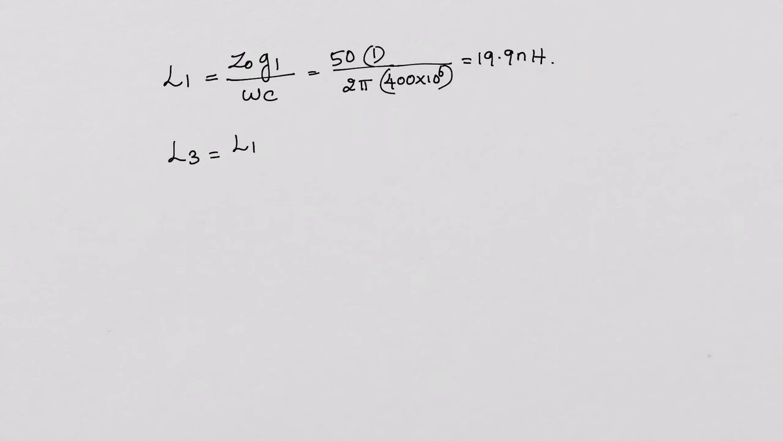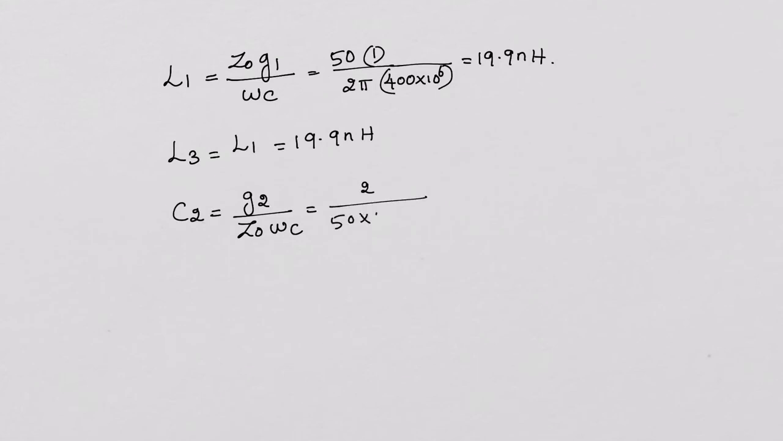So here G3 is also equal to 1, therefore L3 is also equal to 1, which is equal to 19.9 nanohenries. Okay, but C2, which is equal to G2 divided by Z0 into omega c. The value of G2 is 2, divided by Z0 which is 50, into 2 pi into omega c, so 400 into 10 power 6, which is equal to 15.9 picofarad. So these are the values.